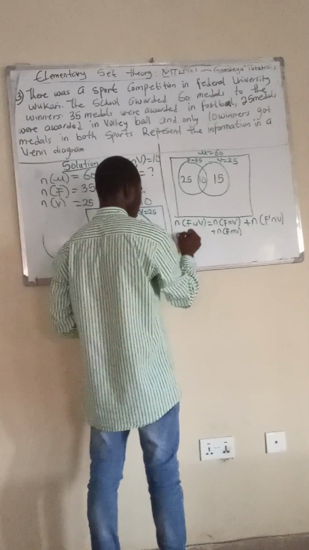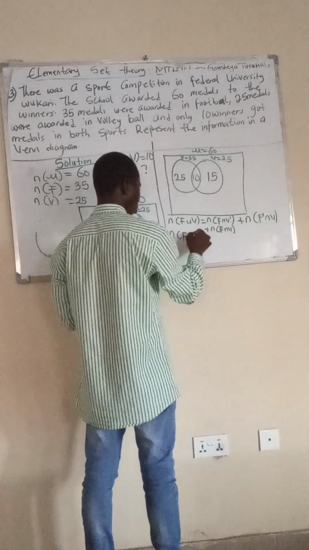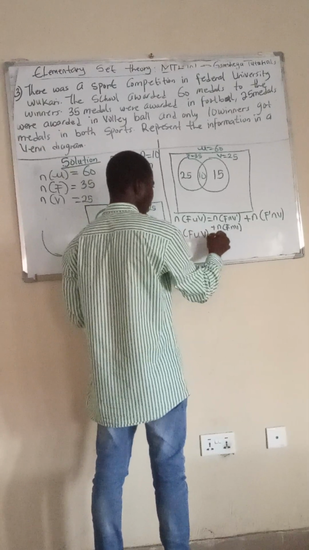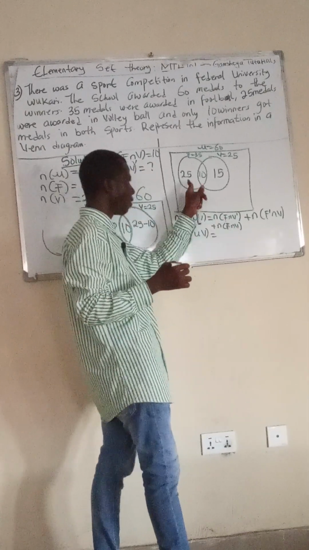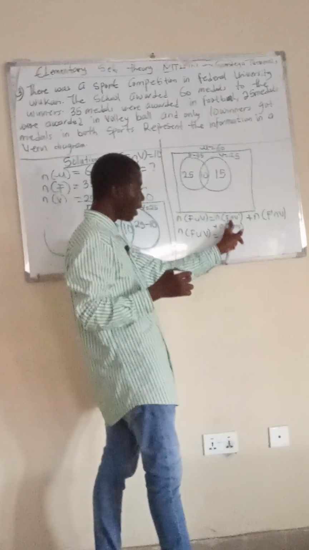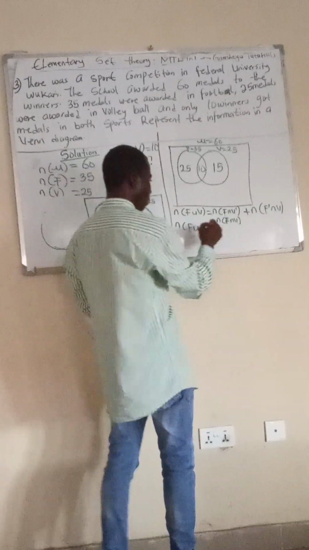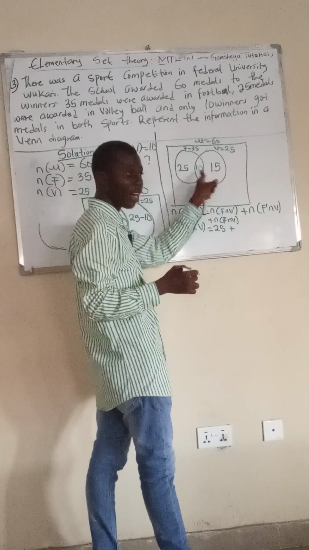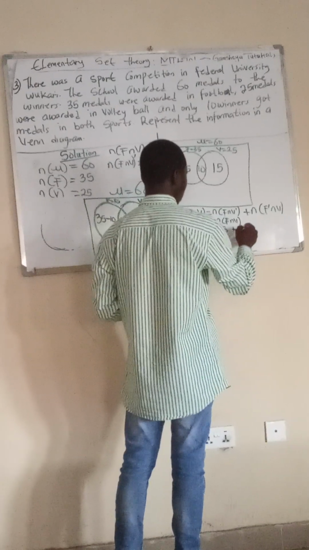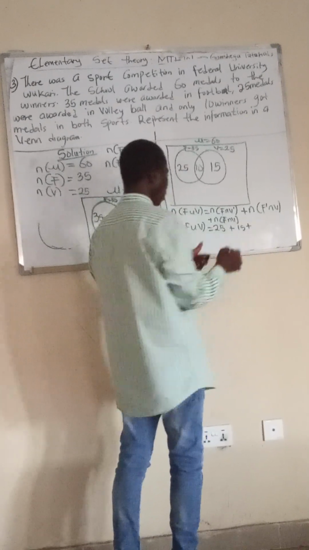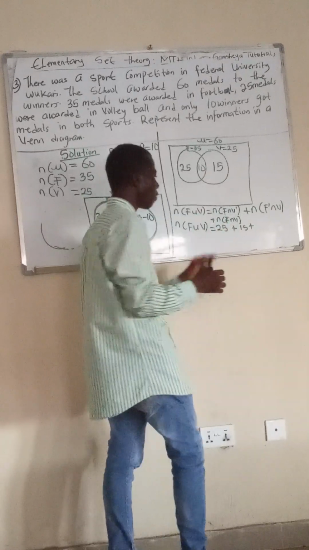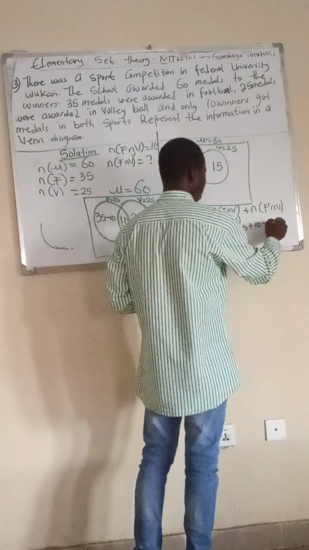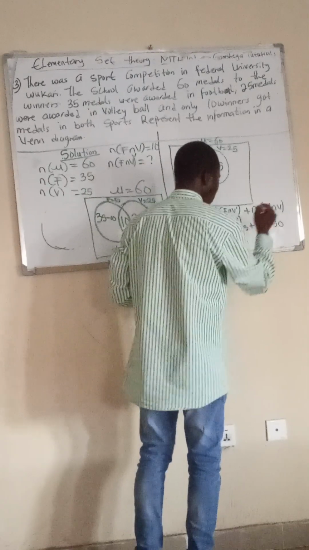So if I'm taking the union of this, I'm having N of F union V is going to be equal to only F, which is 25. Look at only F and not V is what we have here, which is 25. So you're having 25 plus only V and not F, which is 15, plus F intersection V. What do you have here? We have 10. So this is going to be equal to 50.